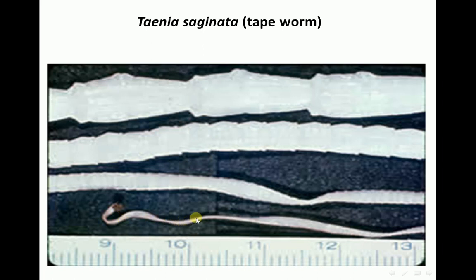This is the parasite Taenia saginata, which is an example of tapeworm. We can see this parasite has a shape like a tape. Taenia saginata length reaches up to 10 meters with up to 1,000 segments. In the anterior portion, we can see the scolex, neck region, immature and mature segments, then gravid segments. This is a real image of this parasite.